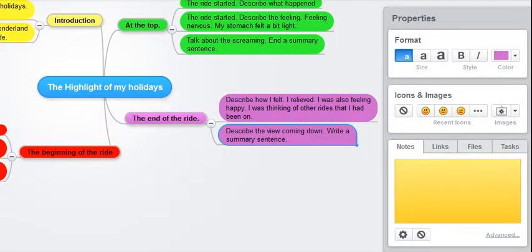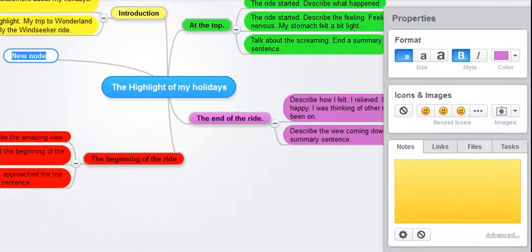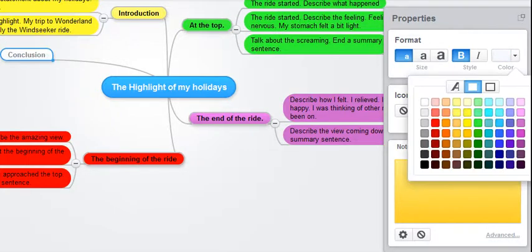Okay, so now we come to the final paragraph. That paragraph will be our conclusion, and so we add a node there, and we'll put conclusion. Now, I'm not sure that I like where it is, but let me just fix it up a bit.